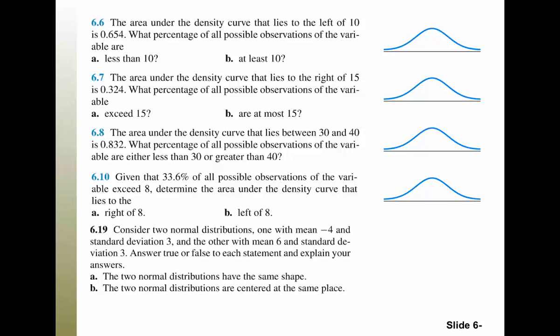And what percentage of the possible observations are at least 10? You don't have to do it in your head. Just how would you find that? You look at 0.654 and know that one is the highest you can get. It's over 0.5, so it's got to be greater than 50%. Less than 10 is 0.654, so what is our percentage greater than 10? The complement, 1 minus 0.654.